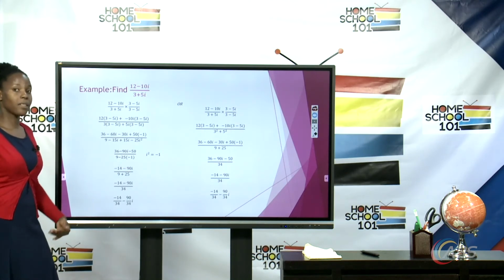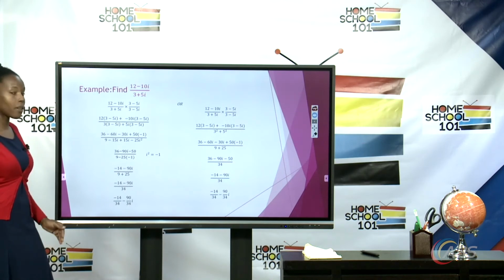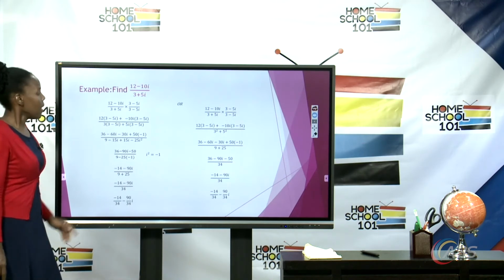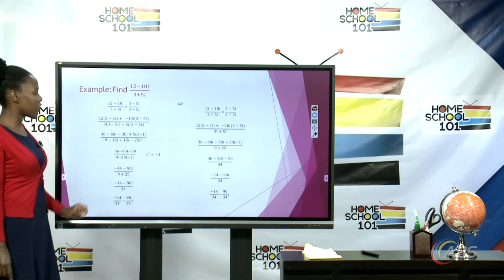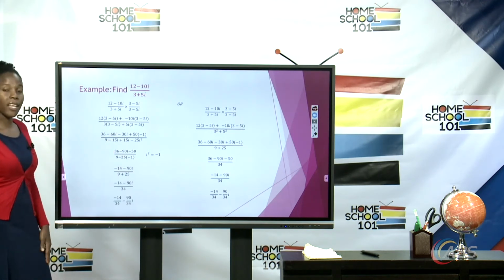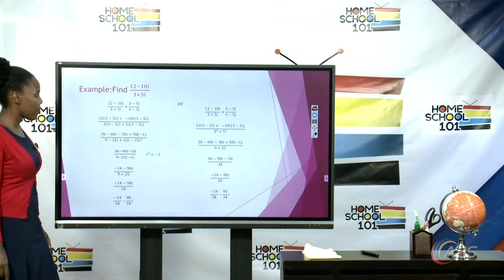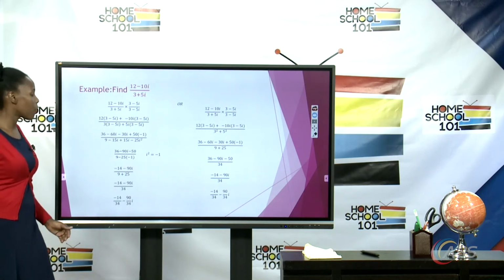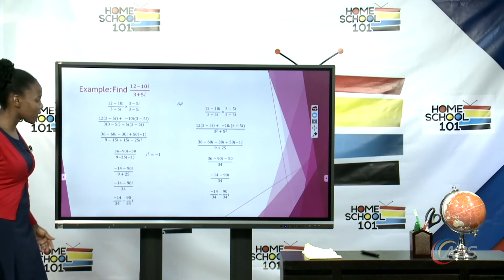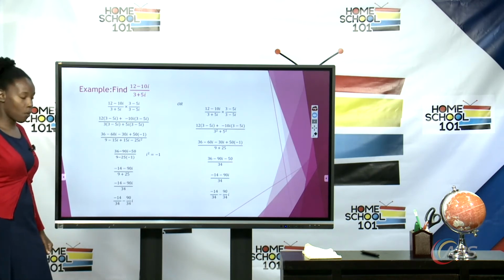A positive times a negative will always give us a negative. Then it becomes negative 10i times 3, which gives us negative 30i. And a negative 10i times 5i would give us positive 50i squared. But we know that i squared is equal to negative 1. Therefore, we make a substitution for i squared to be equal to negative 1.